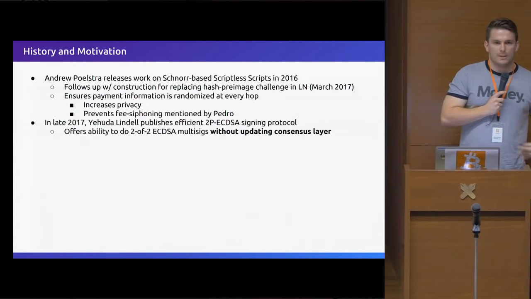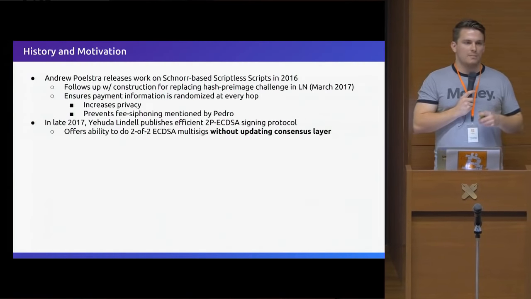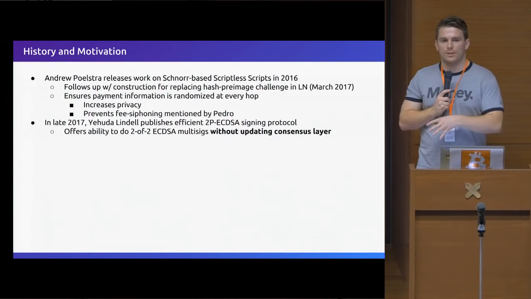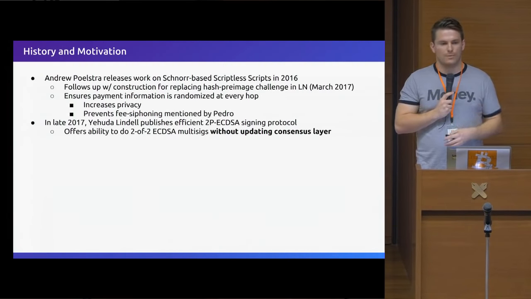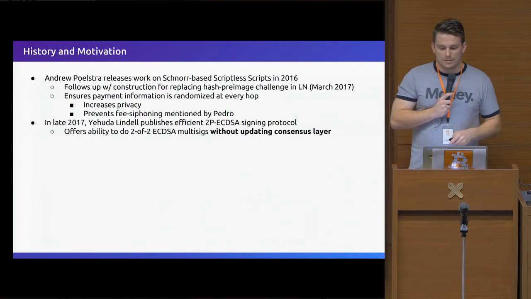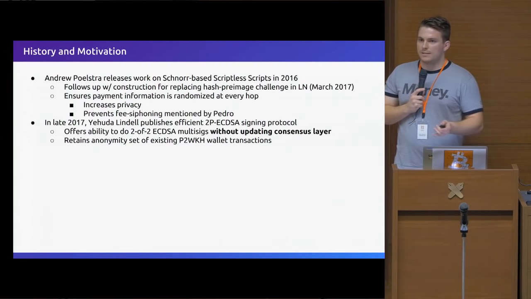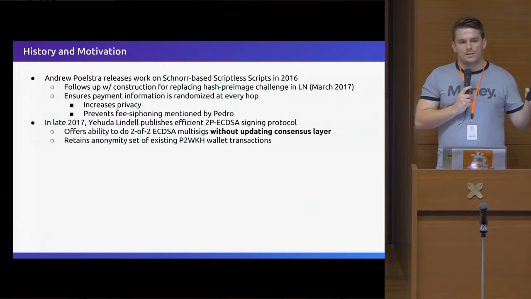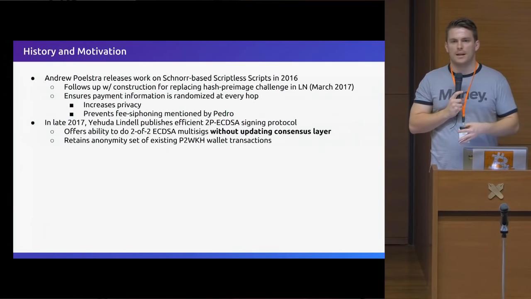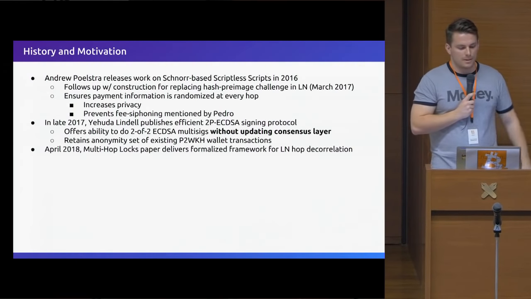This allows one, as Pedro said, to do a 2-of-2 ECDSA signature, and we don't need to update the base layer. And when I say that, I don't mean even updating consensus rules. I mean all the nodes in the network that have been there for the last 3, 4, 5 years, since basically the beginning of Bitcoin, can verify these signatures. So it's entirely backwards compatible. The anonymity set is now encompassed by all pay-to-pubkey-hash or pay-to-witness-key-hash transactions that exist today, so they blend into existing wallet transactions.